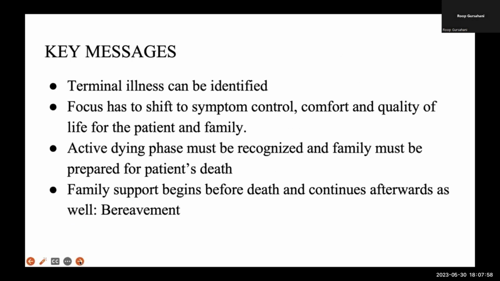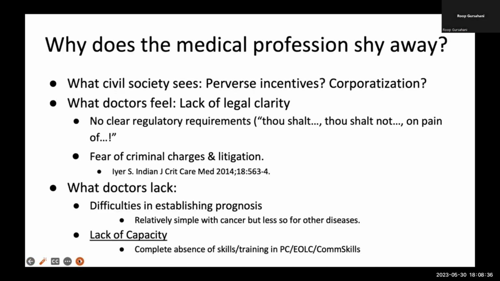So remember, terminal illness can be identified. We have to shift the focus to symptom control, comfort, and quality of life. And the active dying phase allows us to prepare the family for the patient's death. The family has to be supported before and after death as well. If you heard me, you realize that this is something that we have been seeing and doing all the time, yet we've not been taught about it.